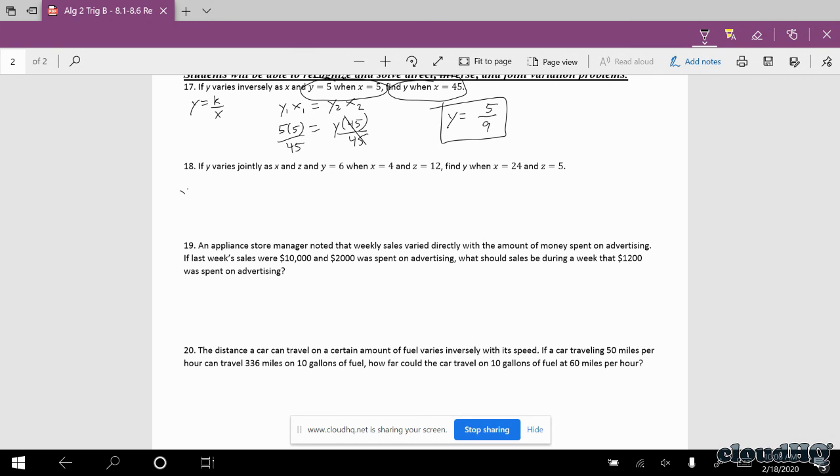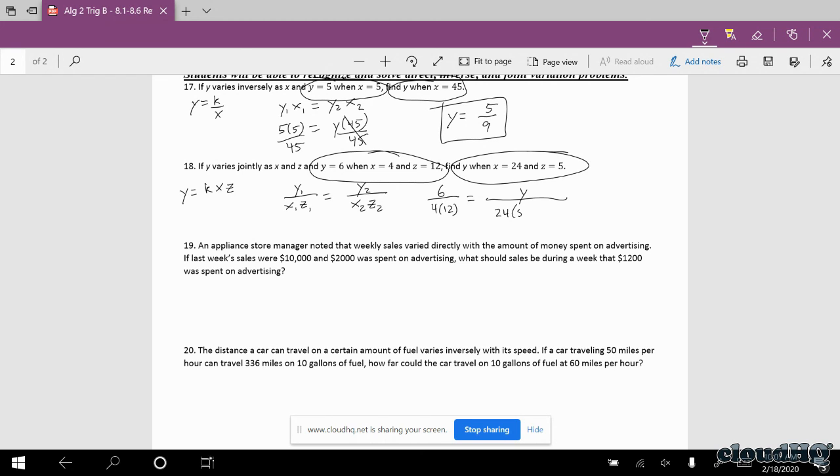Number 8. Varies jointly as x and z. So you can make that equation and solve for k, or you could have y sub 1 over x sub 1 z sub 1 is equal to y sub 2 over x sub 2 z sub 2. That's the one I prefer to use. So I'll do that. Here's one set of data. So plug that in. 6 over 4 times 12 is equal to, and then your other set of data is right here. We don't know what y is. We know that x is 24, and z is 5.